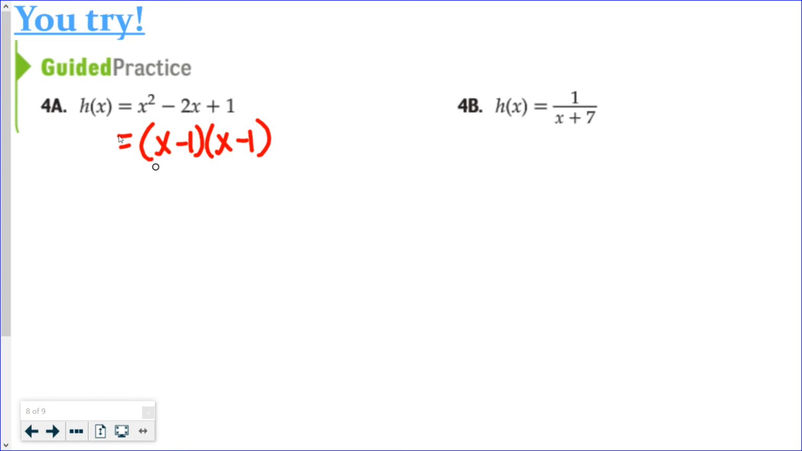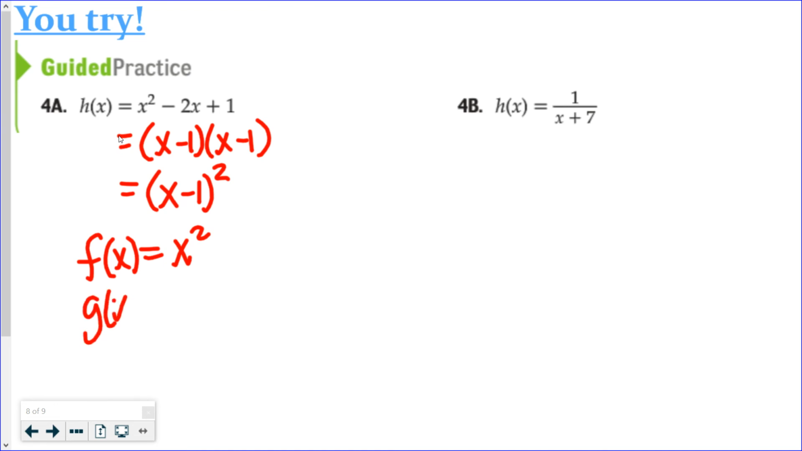Negative 1x minus 1x would give me negative 2x. And to make it look more like my parent function, I'm going to write it like this. So again, we said it is a quadratic parent function. So I'm going to use my quadratic function. This time I don't have a number out front that I'm worrying about. And then what am I plugging in for that x to get me x minus 1 squared? Just x minus 1.